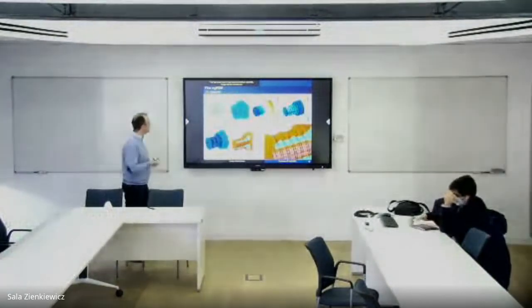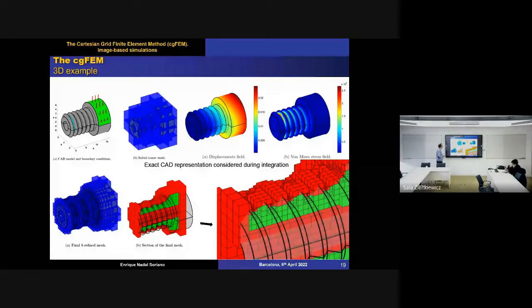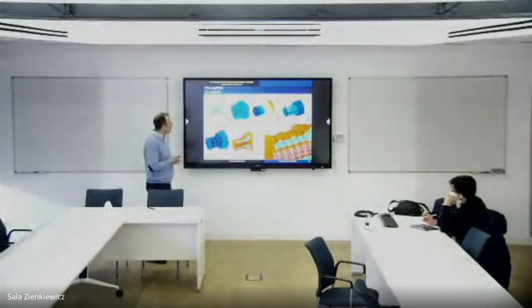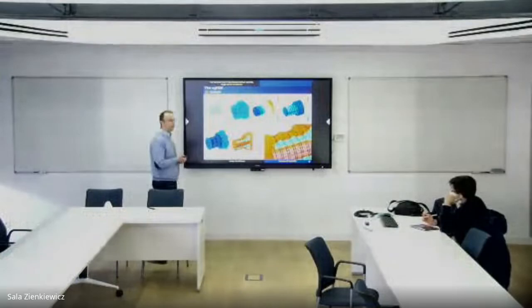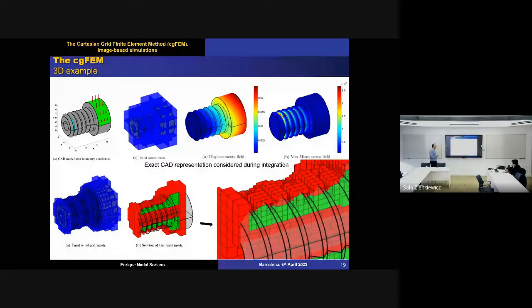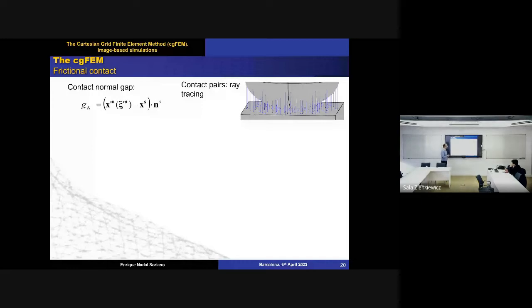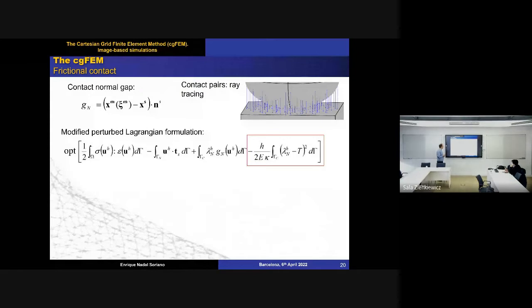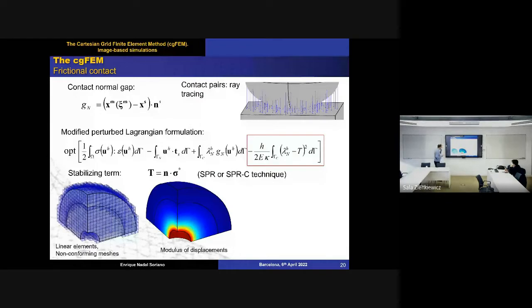Well, these are examples for 3D models. This is a screw where we put some loads and some constraints. And this is an example of the mesh and the solution we can obtain with the technique. We also developed the contact algorithm with the advantage that we can really control the gaps since we are using the exact geometry. And we also need to stabilize the contact problem, of course. This is an example of two spheres, and we obtain the right convergence rate, both in displacement and in energy norm.